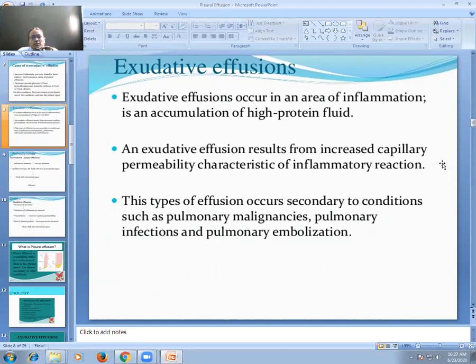Second mechanism is increased capillary permeability, meaning damage to the capillary wall as a result of inflammatory reaction. That also results in exudation of the fluid from the capillaries into the pleural space. So this type of effusion occurs secondary to conditions such as malignancies, infection, and embolization. Most commonly, exudative type of effusion is secondary to infection, either acute or chronic. Second most common cause is malignancy, and third is autoimmune diseases.